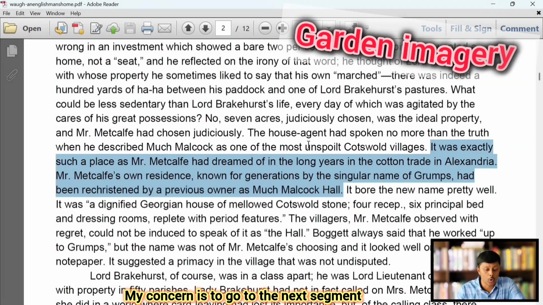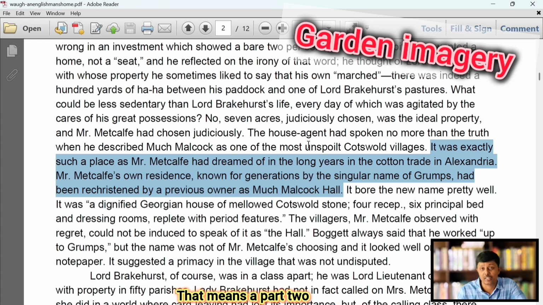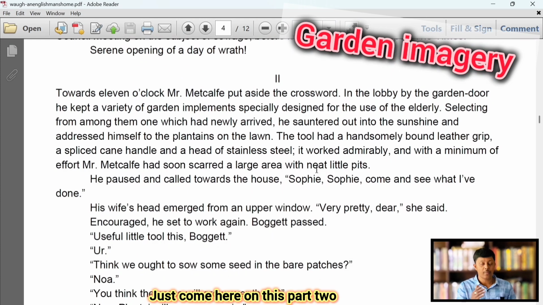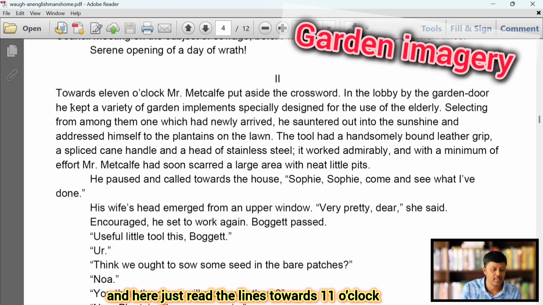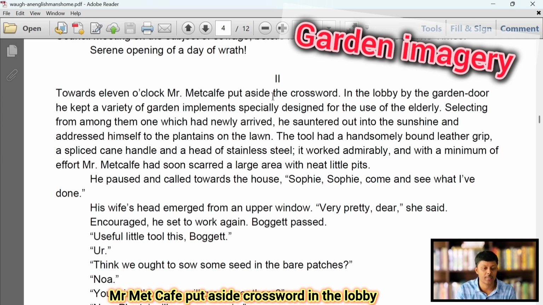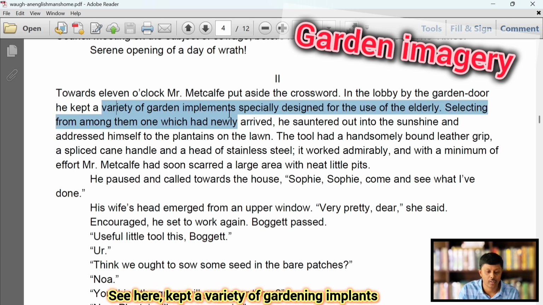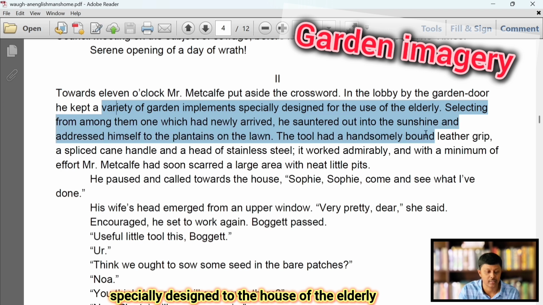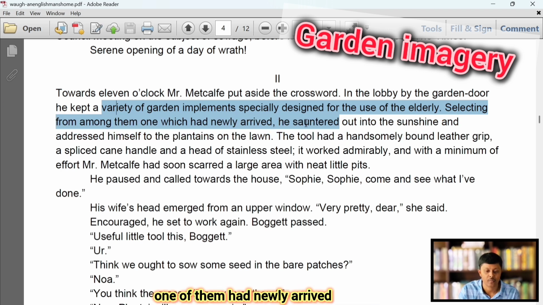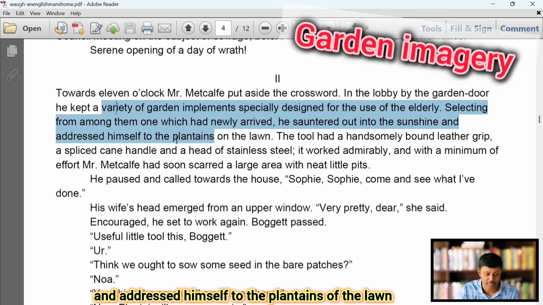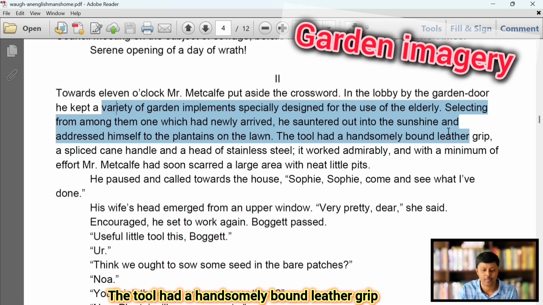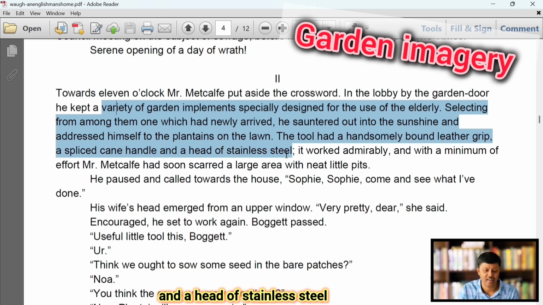My concern is to go to the next segment, that means part two. Just come here to part two, and read the lines. "Towards eleven o'clock, Mr. Metcalfe put aside the crossword in the lobby by the garden door. He kept a variety of garden implements." See here, he kept a variety of garden implements especially designed for the use of the elderly. "Selecting from among them one that had newly arrived, he sauntered out into the sunshine and addressed himself to the plantains of the lawn. The tool had a handsomely bound leather grip, polished cane handle and a head of stainless steel. It worked admirably, and with a minimum of effort Mr. Metcalfe had soon squared a large area with neat little pits."